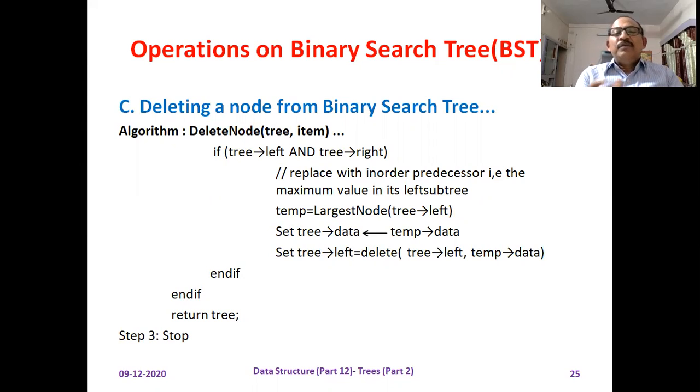Now we find the maximum value: temp is equal to largest node of tree left. Here, largest node is a function. We will see later in this video how we define largest node in a given tree. Next, set tree data equal to temp data. Next, set tree left equal to delete of tree left comma temp data. End if of this if statement, and end if of the previous if statement. Return tree, and next is the stop.